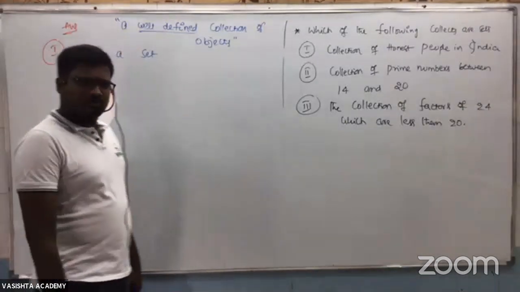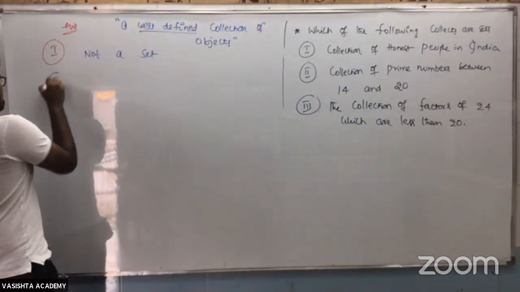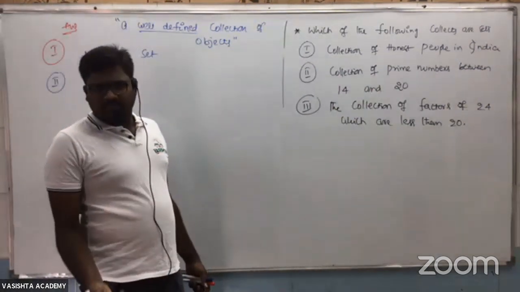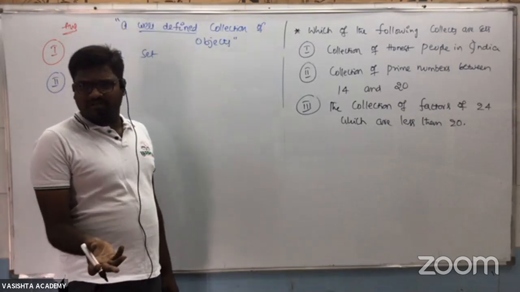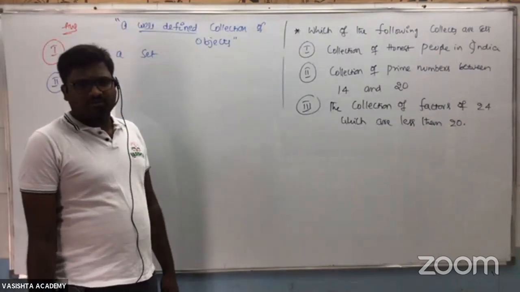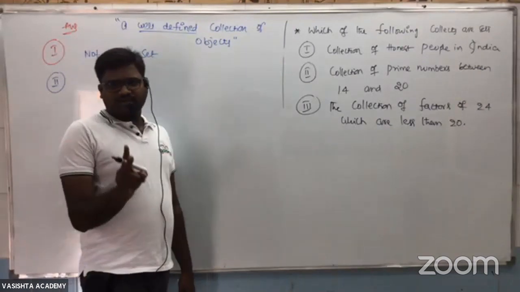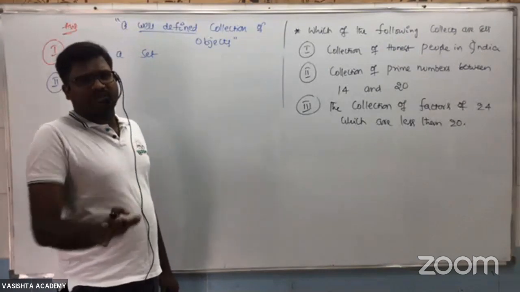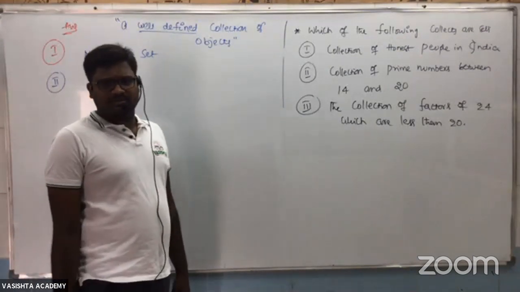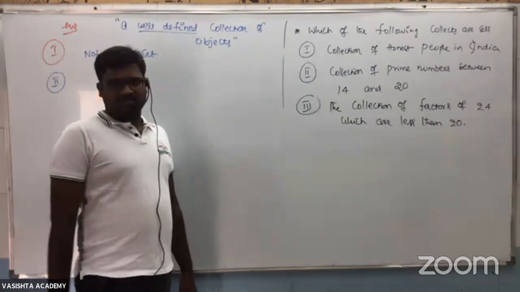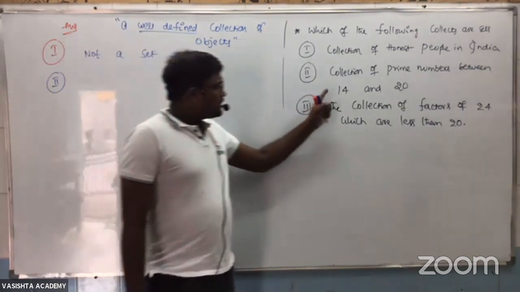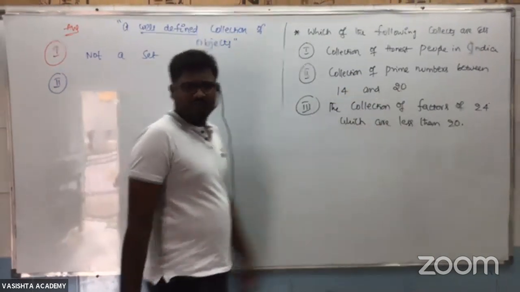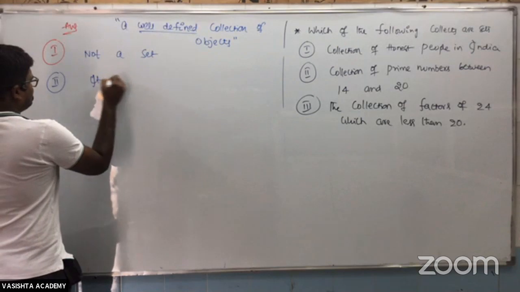Everyone is following. Okay. Now, second one, you tell me. Collection of prime numbers between 14 and 20. Prime number is well defined, right? What is the definition of a prime number? A number which has two factors, one and the number itself. Besides these two factors, it should not have any other factor. Then it is called a prime number. I hope everyone is aware of prime numbers, 6th class, isn't it? So now, can we collect the prime numbers between 14 and 20? Yes, definitely. So it is a set.